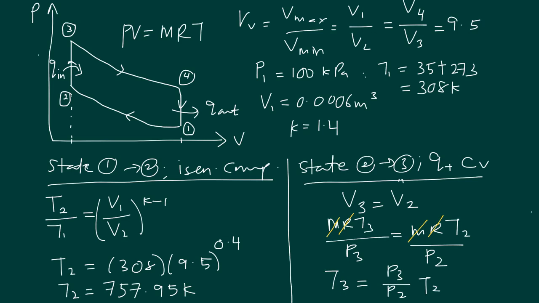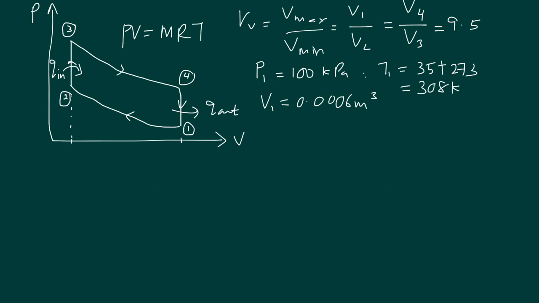So how will you solve for your T3? You will need the value of your pressure at 3 and also the pressure at 2. So we leave that first, and then we go for the next process, which is isentropic expansion between state 3 and 4. Now let's solve for state 3 to 4, which is an isentropic expansion.